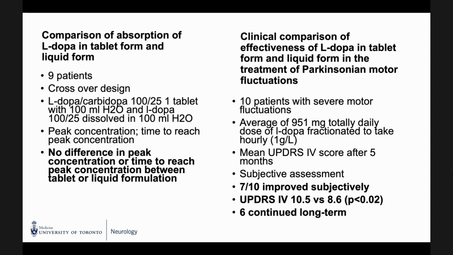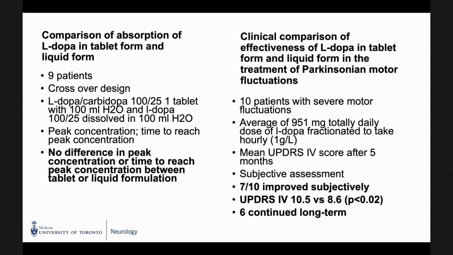In fact, the second part of the study was taking patients with severe motor fluctuations. Now, this was back in 1998, so people didn't know about non-motor fluctuations. So they looked at people with severe motor fluctuations. And they did the same thing. They fractionated the levodopa that they were taking. So they took on average 950 milligrams per day, and they fractionated that to take every hour at a concentration of 1 gram per liter.